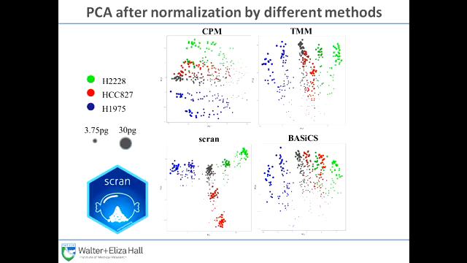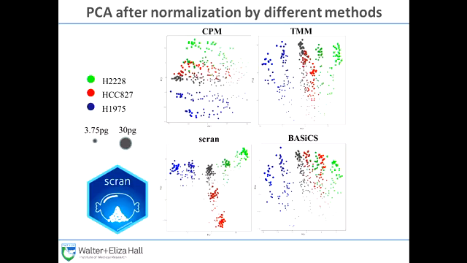In this case, at least, this does a better job than CPM in the sense that now PC1, the main axis of variation, is differences between the cell lines. But PC2 is absolutely still driven by the amount of starting material. And we see also that BASiCS has a similar problem in this case.